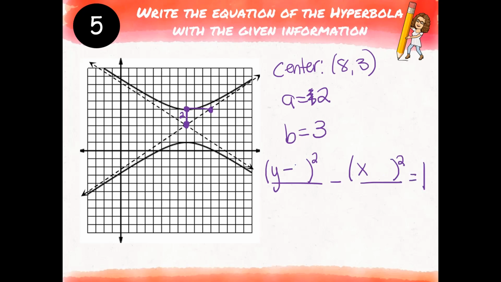My center, I have to flip it because the y value has to be with the y. But my denominator still is going to be squared of the A and squared of the B. No difference there. Kind of a little different, kind of a little weird, but bear with me.